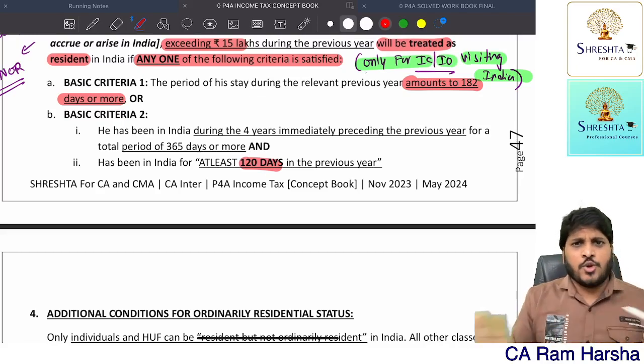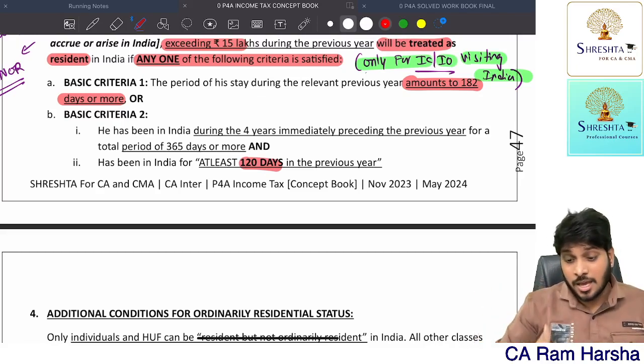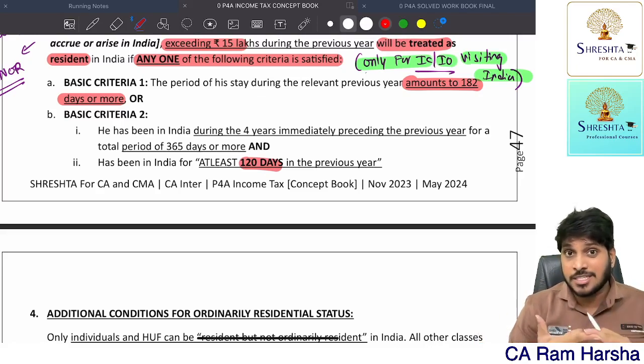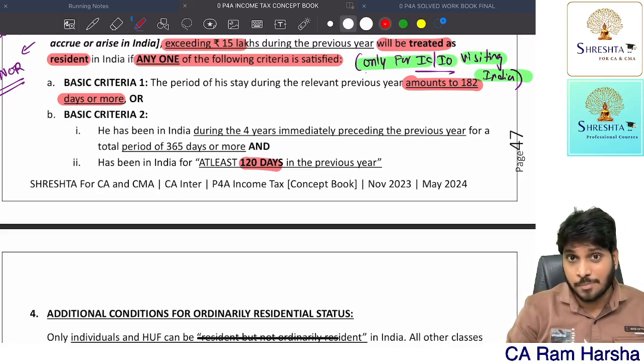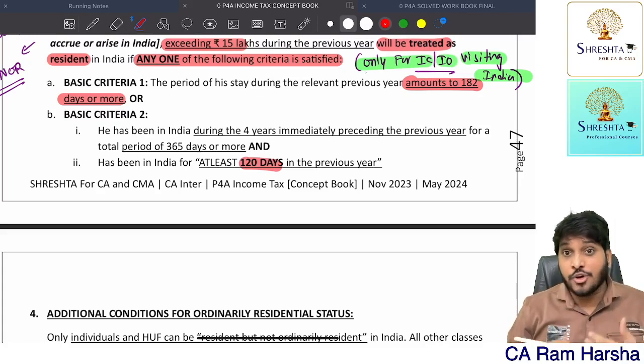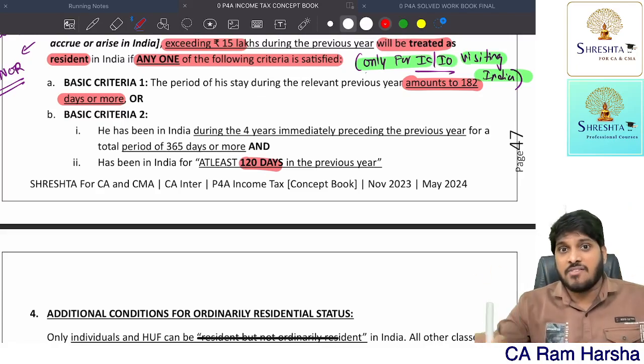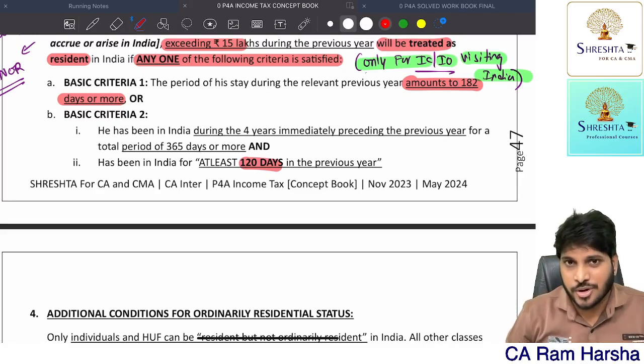60 plus 365 do not apply for him. But 120 plus 365 days will apply. That logic will apply. Provided this will be applied for whom? Only for Indian citizen or person of Indian origin visiting India having 15 lakhs plus Indian income. I hope you are getting.